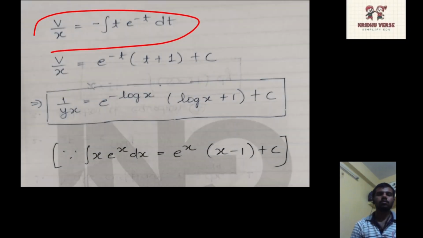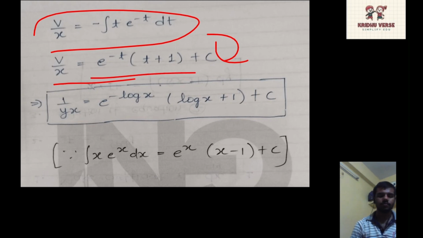Now we know the formula for the normal integral of x e^x dx, which is e^x (x minus 1) plus c. That formula we apply here. I also said that formula in the previous video. If you want to see it, you can go to the previous video, the link will be in the description. Don't forget it. So v over x equals e to the power minus t (t plus 1) plus c, by that formula. Because minus is in front, all the signs are changing.